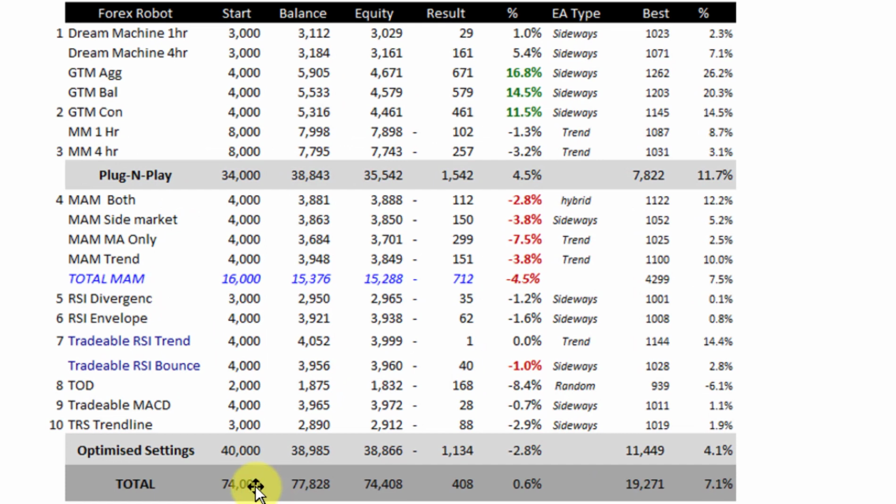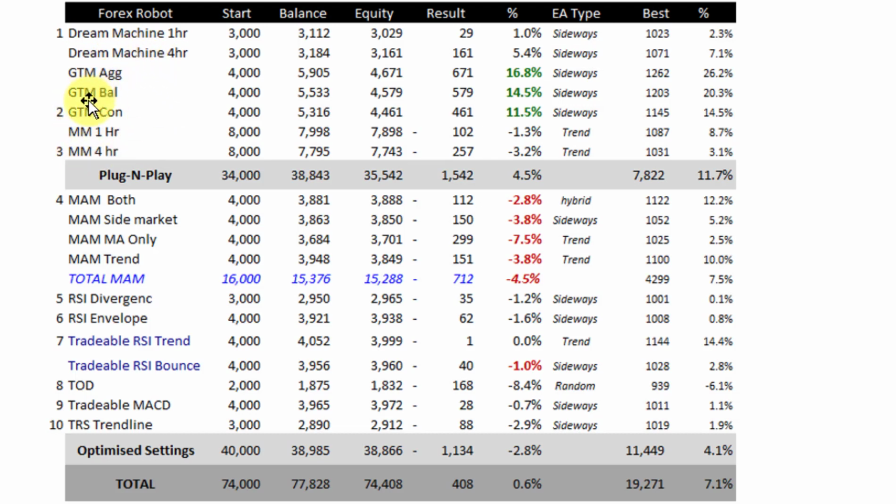That means that there are 74 accounts trading the various EAs that we offer. And we're not trading all our EAs, we are trading the ones that have the best profit potential. So where you see 3,000 as the number there, it means there are 3 accounts trading the Dream Machine 1 hour. And if you want more detail about those accounts, I'll show you later on how to get more detail.